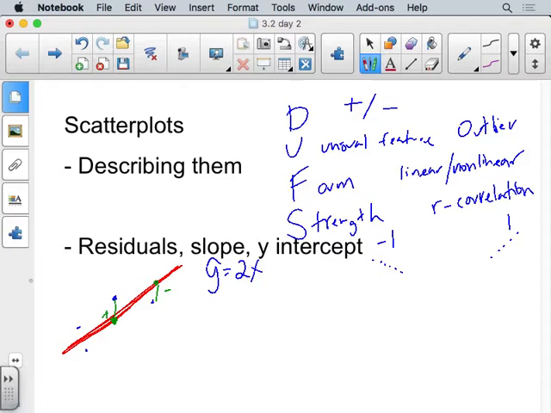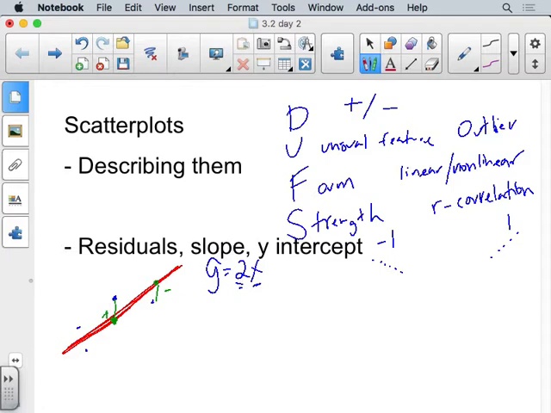And we talked about using the word predicted. We're always using predicted y because we might not know the actual. So for every 1 x, my predicted y value would go up 2, positive 2, or it would increase 2, something with a positive value.